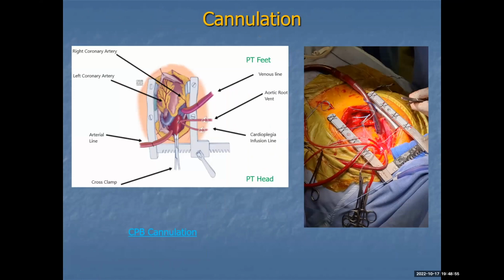So once all the pipes are in, this is what it looks like. If you're standing at the top of the table where the anaesthetist is, here's your aortic line, here's your venous line, and here's your cardioplegia line. And I've got a sped up video of the whole thing here.